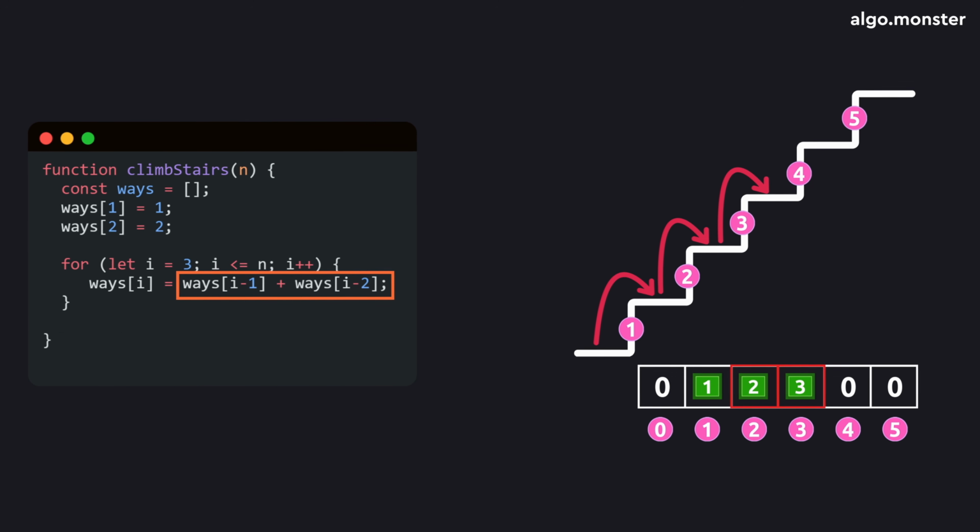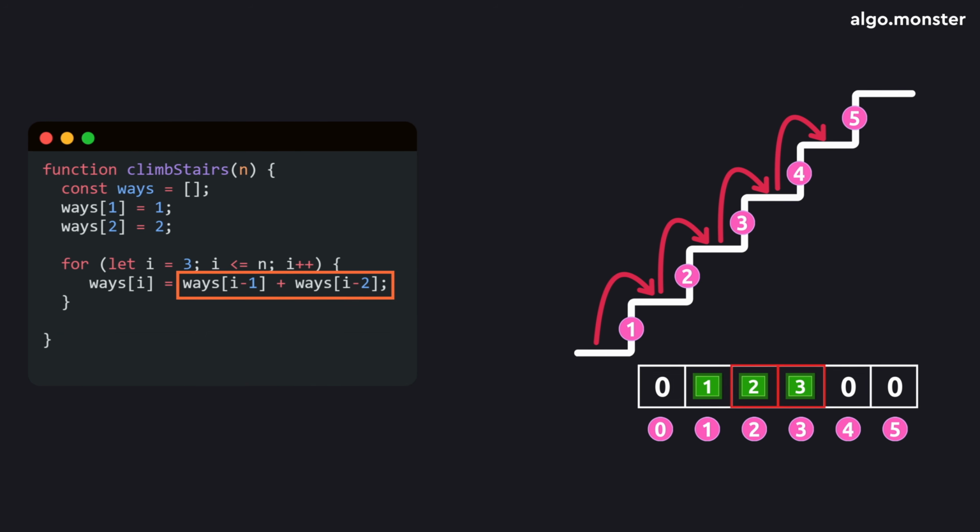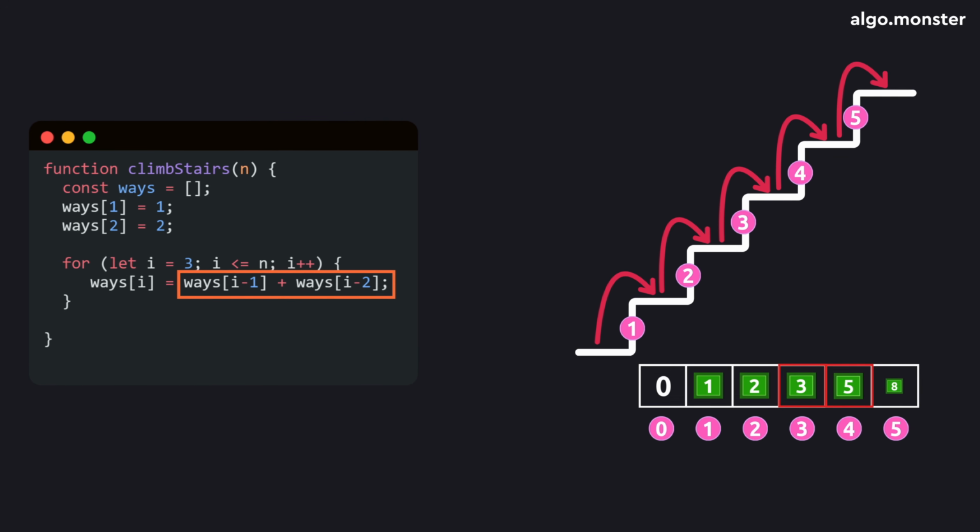Then for step 4, we take the value from step 3, which is 3, and add the value from step 2, which is 2. That gives us 5, so we store it. And then for step 5, we take the value from step 4, which is 5, and add the value from step 3, which is 3. That gives us 8, and we store it too. And that's it. The answer is now sitting in the last cell of the array.